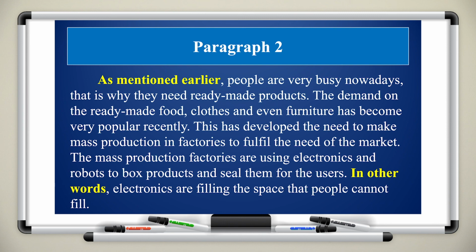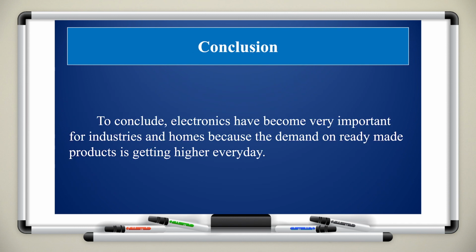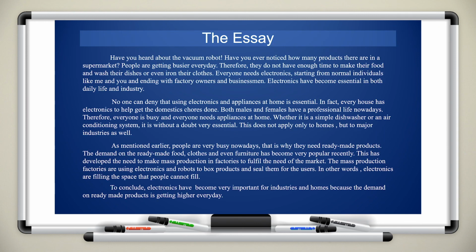So I started with a topic sentence and I supported my subtopic sentence with the supporting sentences, and I also added a concluding sentence. In the conclusion, I used the words to conclude. To conclude, electronics have become very important for industries and homes because the demand on ready-made products is getting higher every day. This is how your essay should look like: 4 separate paragraphs with one whole idea.